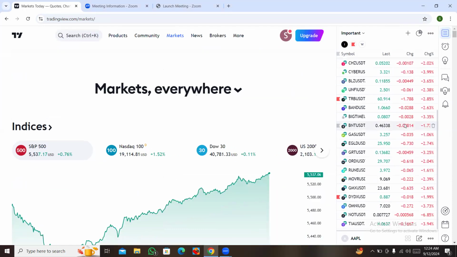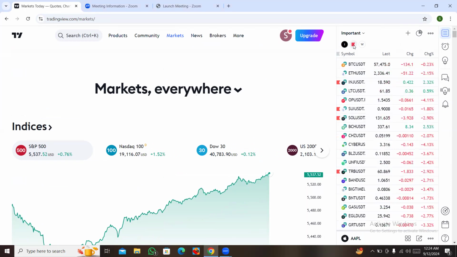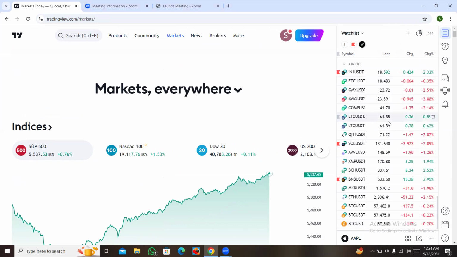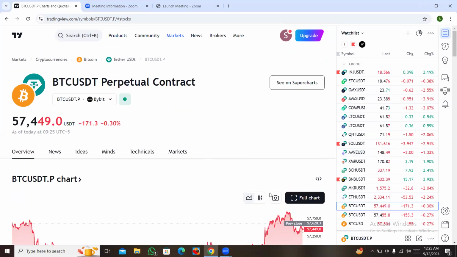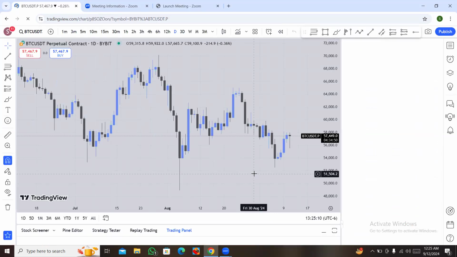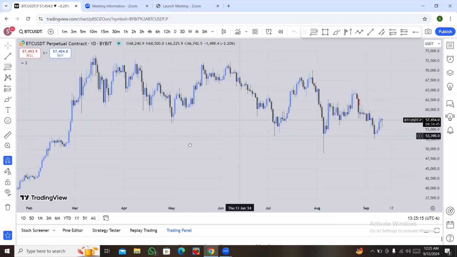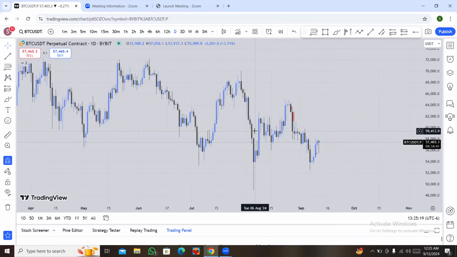Ranges are basically support and resistance. If you know what is support and what is resistance, then you know how to mark a range and how ranges work. And the most important thing is deviations.